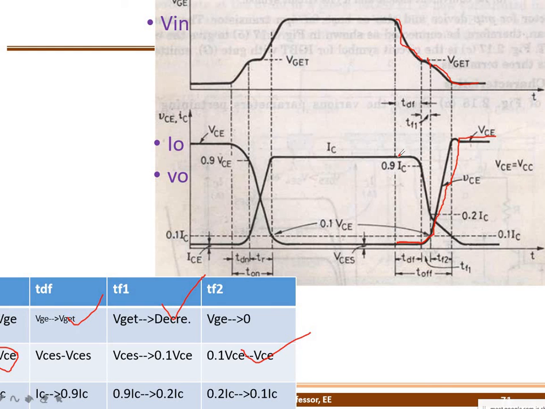Output current, you can look at the pictures, just look yourself once. I will give 10 seconds.